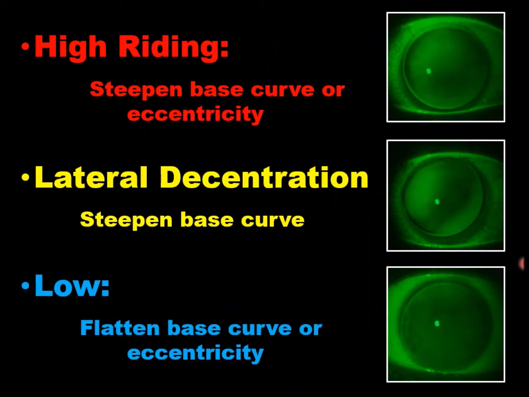A high-riding lens is typically a flat lens, so in these cases we would either steepen the base curve or reduce the eccentricity. This is something the consultant can assist you with. When you have lateral decentration, this is often also due to a flat fit, in which case we would want to steepen the base curve. When you have a low riding lens, that is typically a tight fit, and we would want to flatten the base curve or increase the eccentricity to essentially loosen the lens and bring it up.